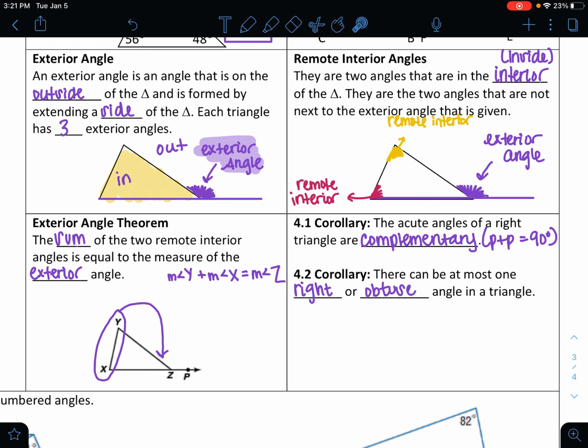All right, the exterior angle theorem is pretty simple. It's just basically saying if you add the two remote interior angles, it's going to equal the measure of the exterior angle. Pretty simple.